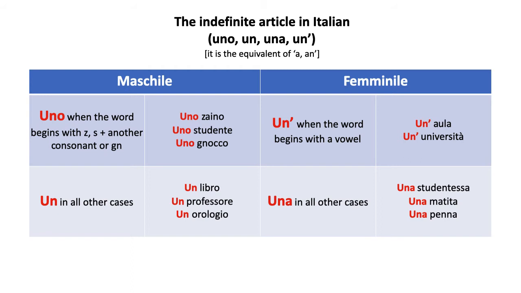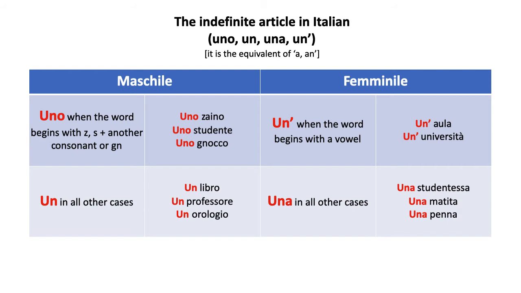So when do we use uno? As you can see in this table, we use it when the word begins either with Z or with S followed by another consonant or GN. So I'm giving you 3 examples here. Uno zaino begins with Z. Uno studente begins with S followed by a T. Uno gnocco begins with GN. So in all these cases, you use uno. And in all other cases, you use un libro, un professore, un orologio, right?